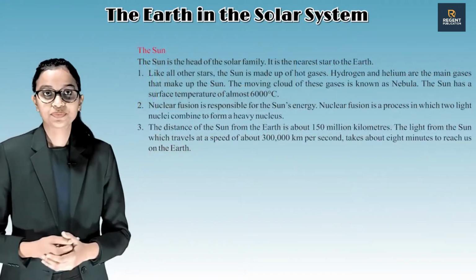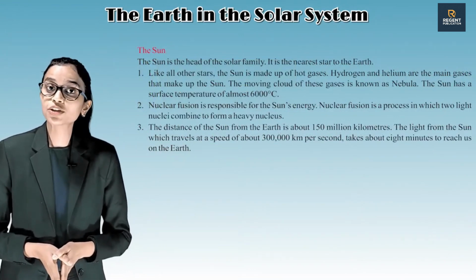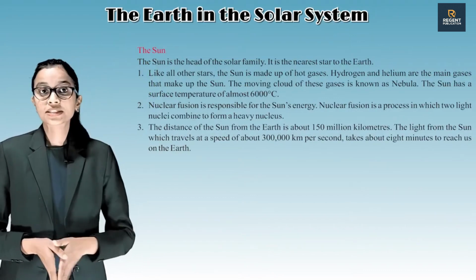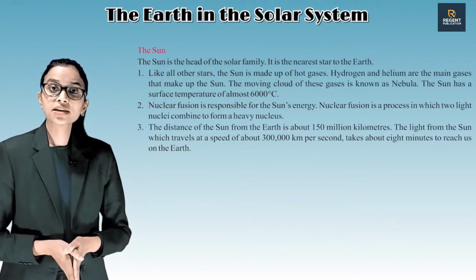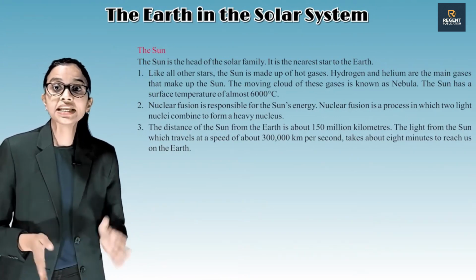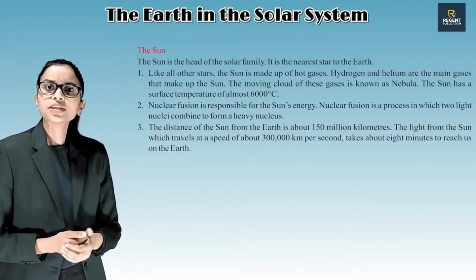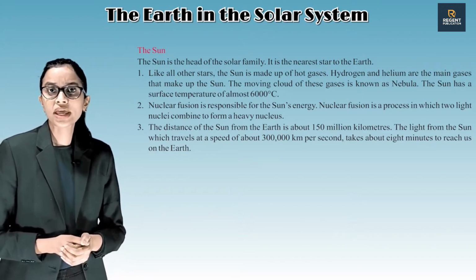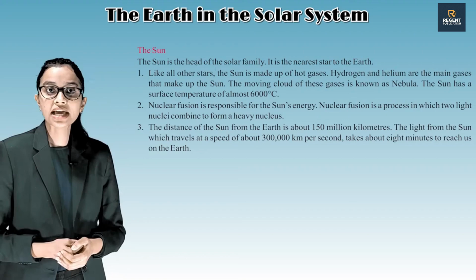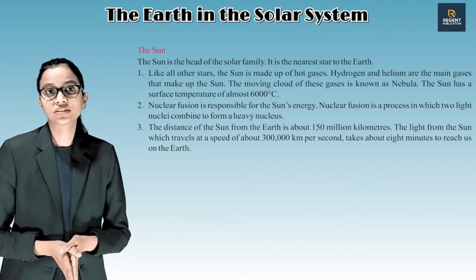The sun. The sun is the head of the solar family. It is the nearest star to the earth. First, like all other stars, the sun is made up of hot gases. Hydrogen and helium are the main gases that make up the sun. The moving clouds of these gases are known as nebula. The sun has a surface temperature of almost 6,000 degrees Celsius.